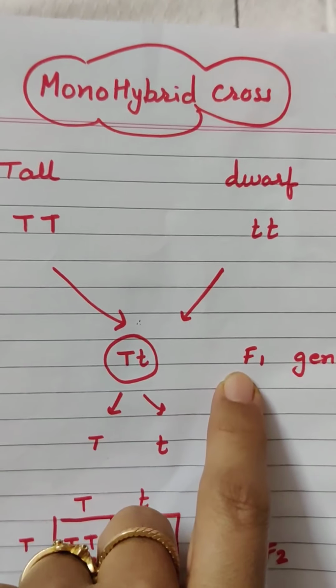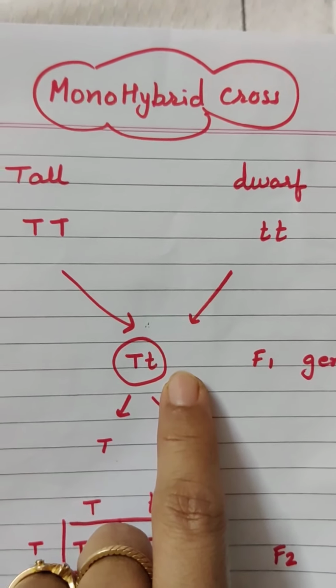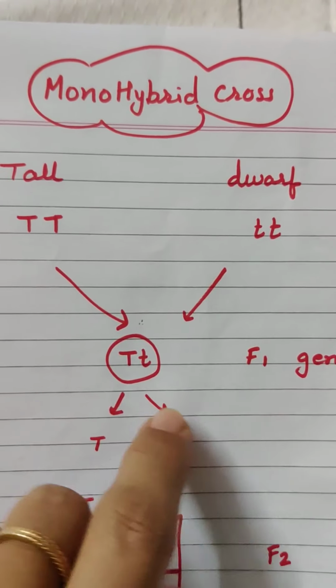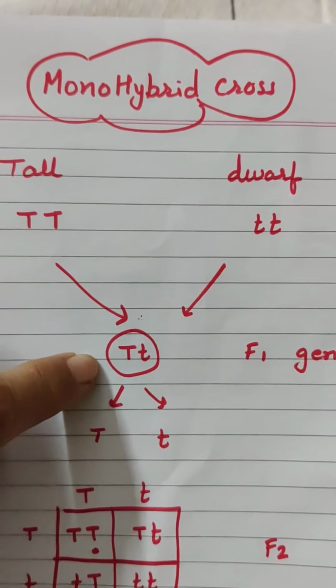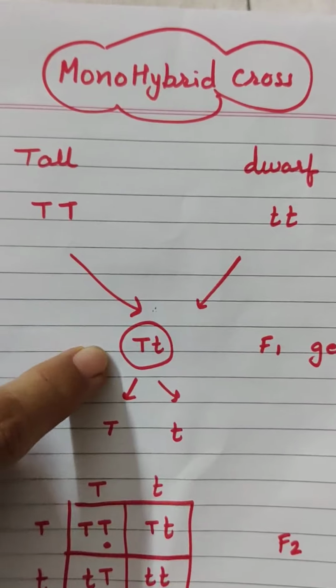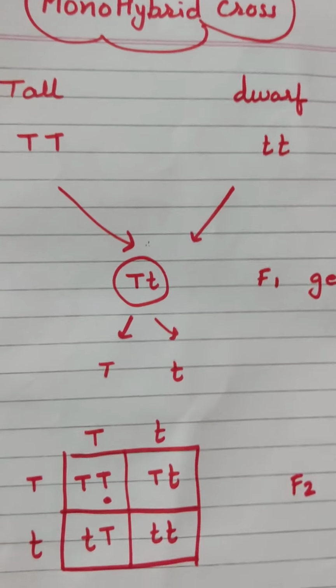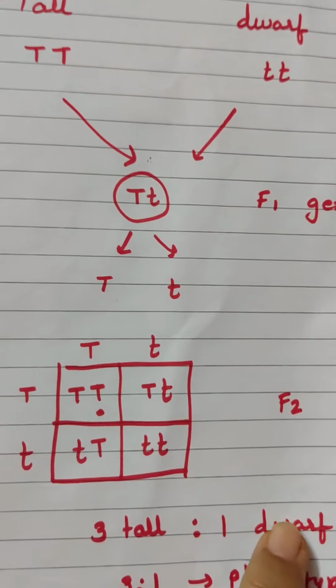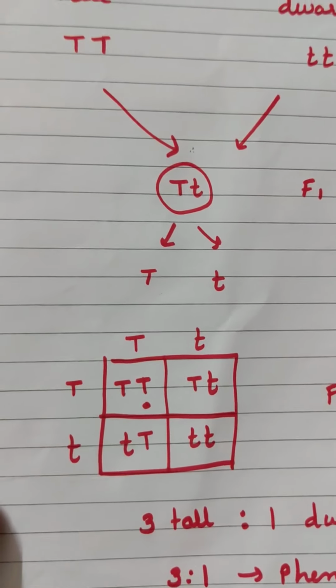So in F1 generation, the hybrid will show tallness. So all plants will be tall. The reason, you know, is because dominant characteristic is tallness. What kind of plants will we get in F2 generation? To study that, Mendel created the Punnett square.